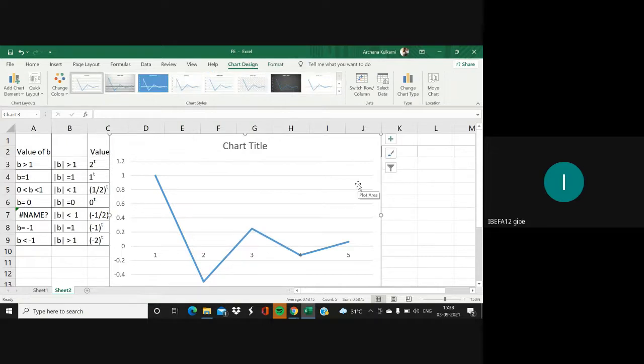Again, imagine it as a step function, but here you see some sort of a convergence again. So it's moving closer and closer to the x-axis. You can imagine that some sort of convergence is taking place. But since the value of b is negative here, we see oscillations or fluctuations, up and down movements.